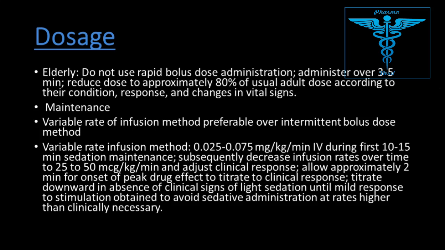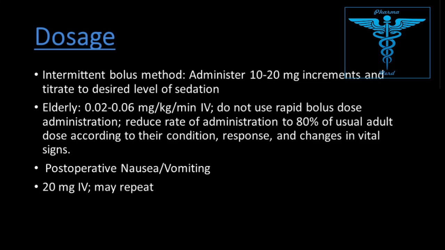Allow approximately 2 minutes for onset of peak effect to titrate clinical response. Titrate downwards in the absence of clinical signs of light sedation until the mild response to stimulation is obtained, to avoid sedative administration at a rate higher than clinically necessary. Intermediate bolus method: administer 10 to 20 mg increments and titrate to desired level of sedation.